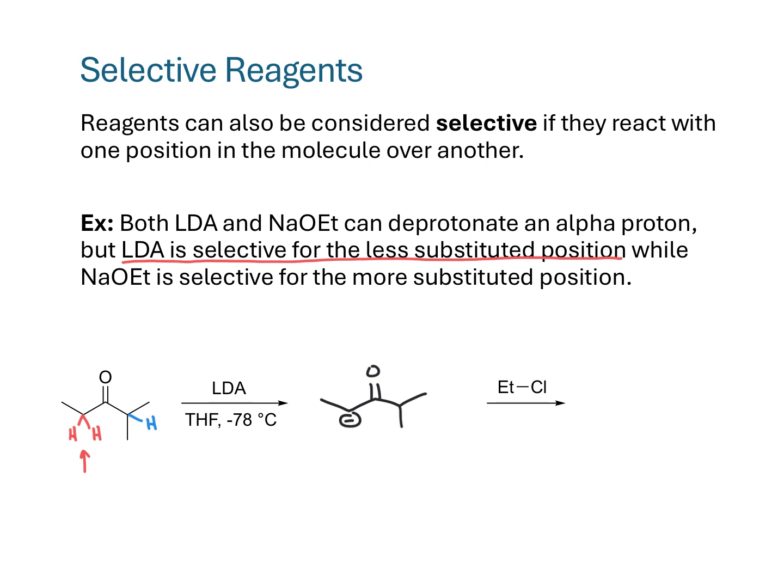So there's the selective enolate that forms, and then this one reacts with ethyl chloride. So we can do the SN2 reaction. And that puts an ethyl group there. So that's considered selective because a base could react at either position, but it selectively reacts at one.